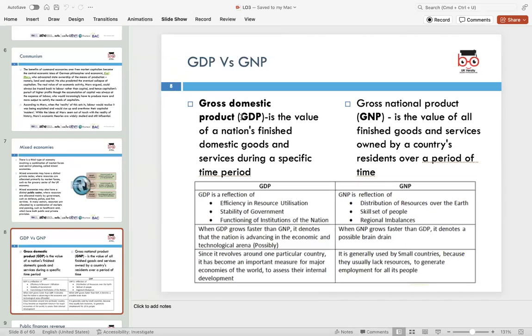So this is the value of a nation's finished domestic goods and services during a specific time period, and the value of all finished goods and services owned by a country's residents over a period of time.